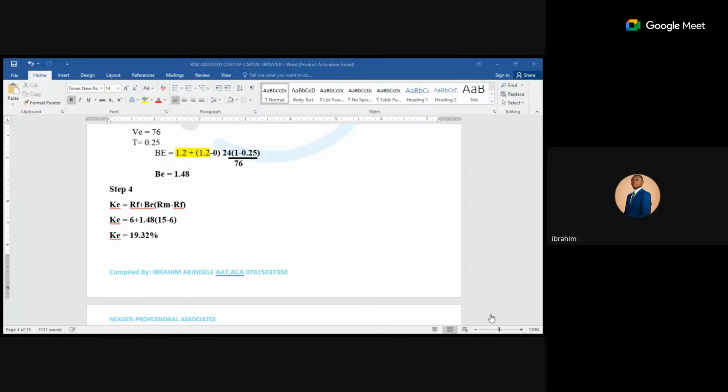So what is the next step? The next step is to determine what is the equity beta. Is the equity beta 1.48 or 1.44?